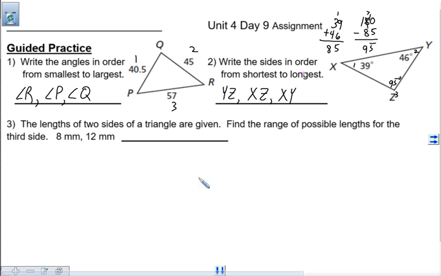Number 3, the lengths of two sides of a triangle are given. Find the range of possible lengths for the third side. So we need to take and add these two together. And that gets us 20 millimeters. And that's our higher end. And we need to take and subtract these from each other. And that gets us 4 millimeters. So our answer is 4 millimeters is less than X, which is less than 20 millimeters.